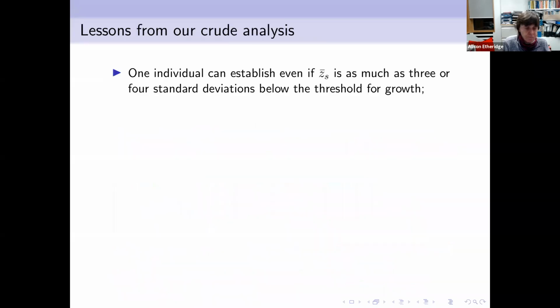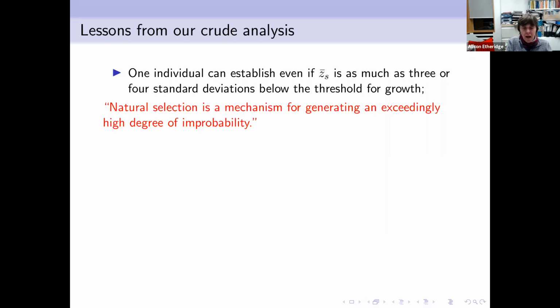So the lessons from the crude analysis is that one individual can establish, even if the ZS bar is 3 or 4 standard deviations below the threshold for growth. And that is a reflection of, this is Fisher, natural selection is a mechanism for generating an exceedingly high degree of improbability. You're producing something with a positive growth rate, even though it's starting from 3 or 4 standard deviations below that threshold.